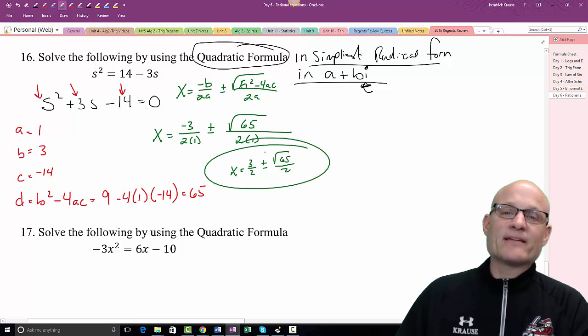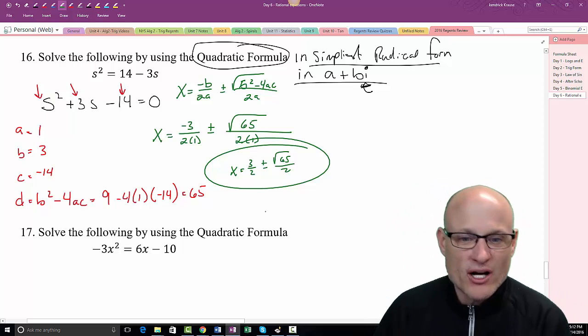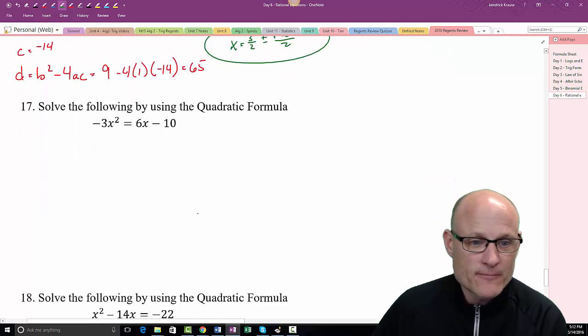Now, if they ask for that, that is simplest radical form. If they ask for that to the nearest tenth or hundredth, type it in. Type in the plus, hit enter, type in the minus, hit enter.